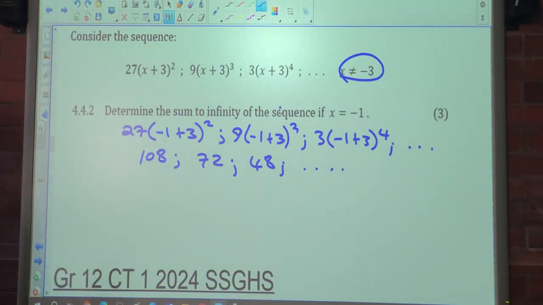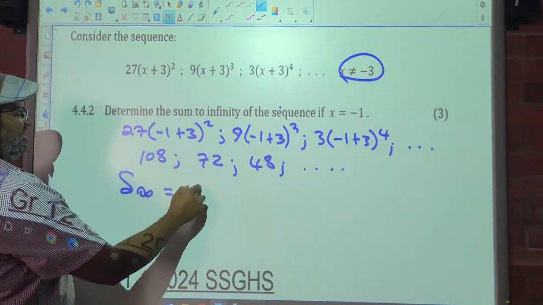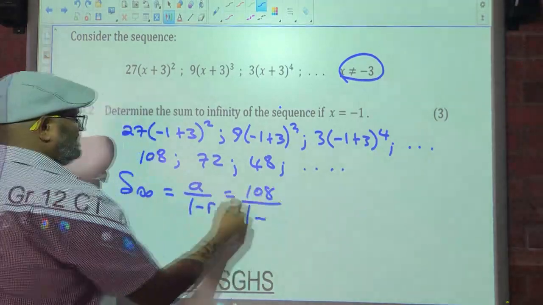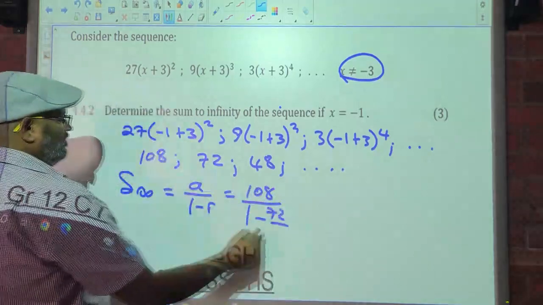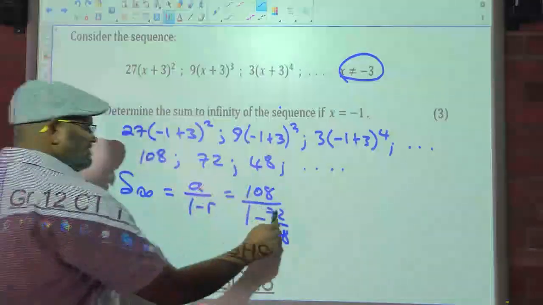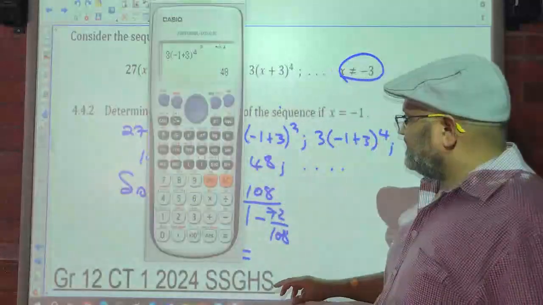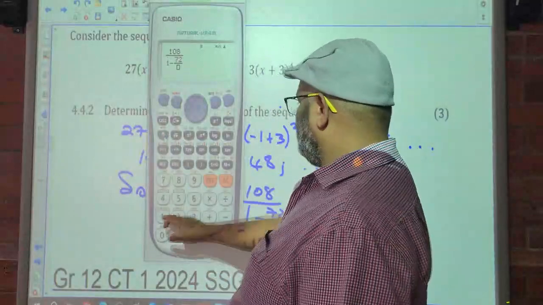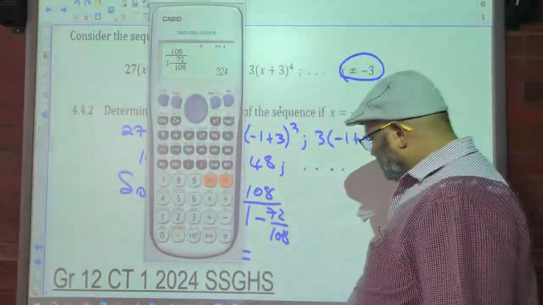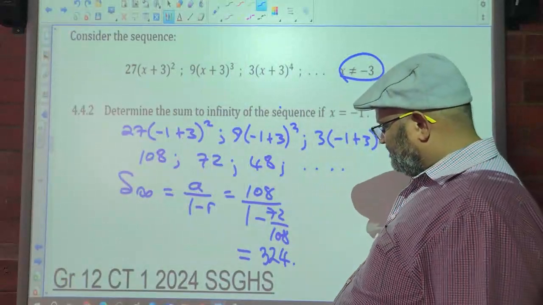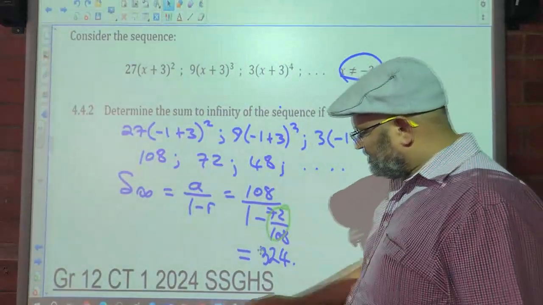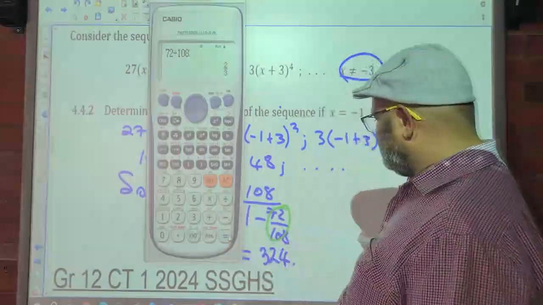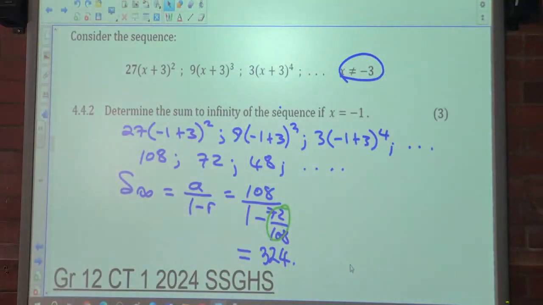Determine the sum to infinity. What's the sum to infinity formula? A over 1 minus r. The a value is 108, and r is 72 over 108, or 48 over 72. So that is 108 over 1 minus 72 over 108, which is 324. Or you could have worked this out as a over 1 minus r with 2 over 3.